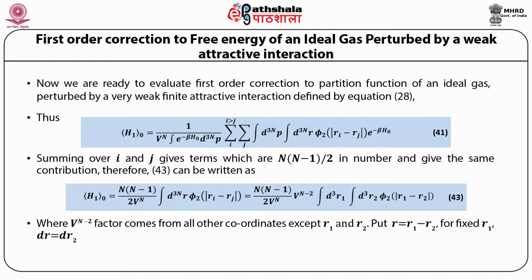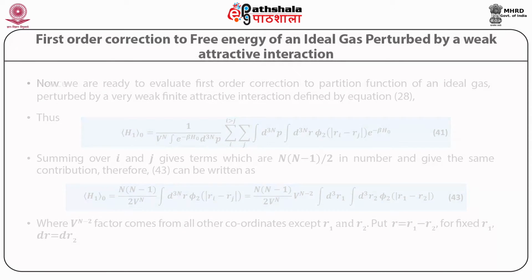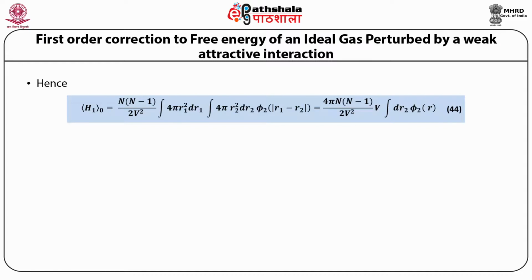Put r equal to r1 minus r2; for fixed r1, dr is equal to dr2. Hence, the expectation value of H1 evaluated at lambda equal to 0 is equal to N times N minus 1 divided by 2 V squared, integral of 4 pi r1 square dr1, integral of 4 pi r2 square dr2 phi 2 as a function of modulus of r1 minus r2, which is equal to 4 pi N into N minus 1 divided by 2 V square into V multiplied by the integral of phi 2 r with respect to dr2.